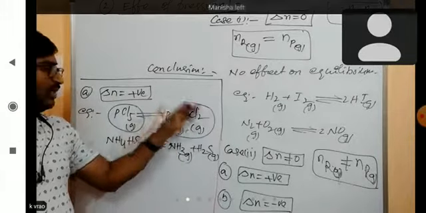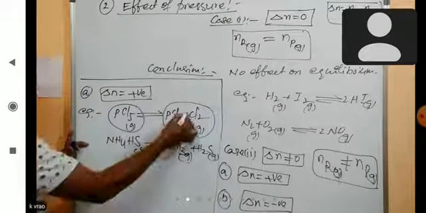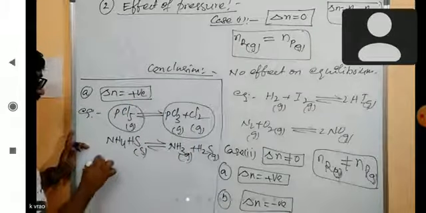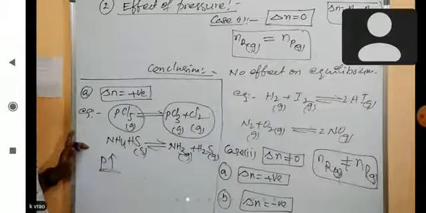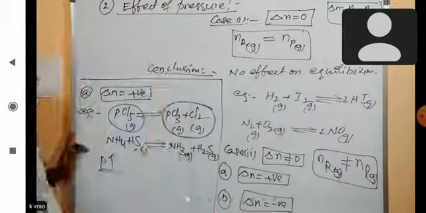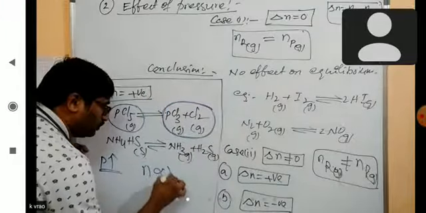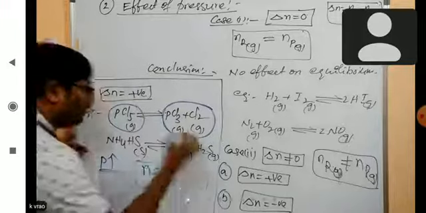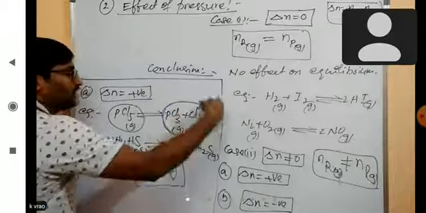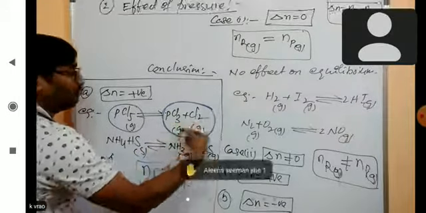Now, on the right hand side, if I increase the pressure, in this case delta n is positive: 2 minus 1 is equal to 1. If I increase the pressure on this, what happens? This side has more moles, which means more volume. The number of moles is directly proportional to volume. This is Avogadro's law. So the product side has more volume and more moles.